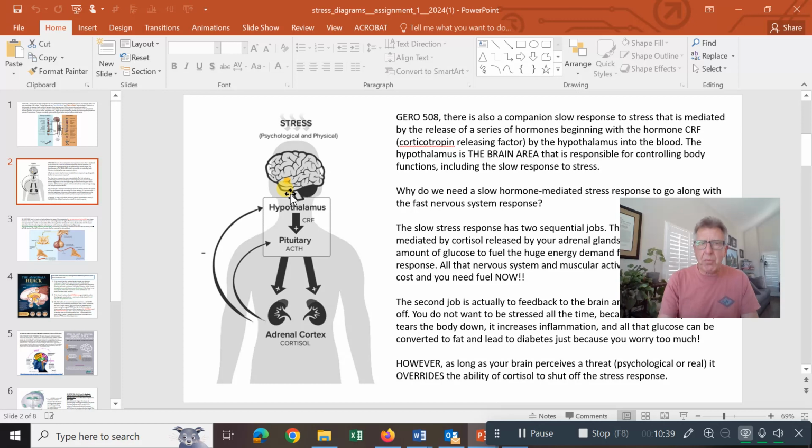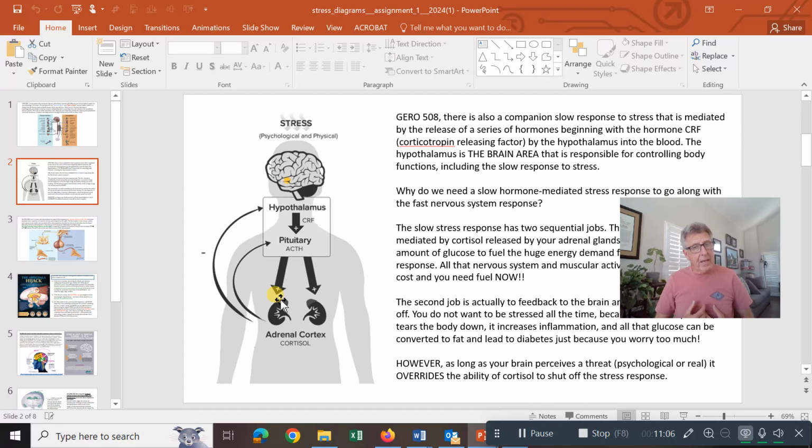So for the stress response, the hypothalamus releases this hormone right here. We call it corticotropin releasing factor, or CRF. It goes to the pituitary gland, a gland outside the brain that is dangling from the hypothalamus. Then the pituitary gland releases another hormone, ACTH, adrenocorticotropic hormone, that goes racing down to our adrenal glands via the bloodstream.